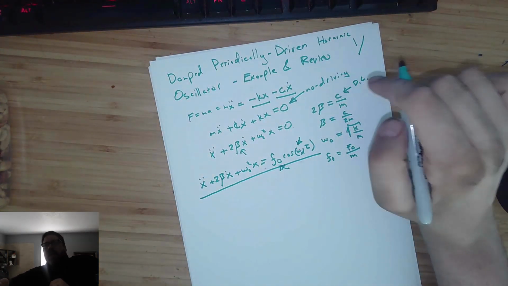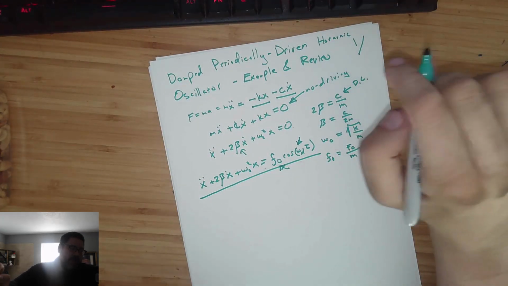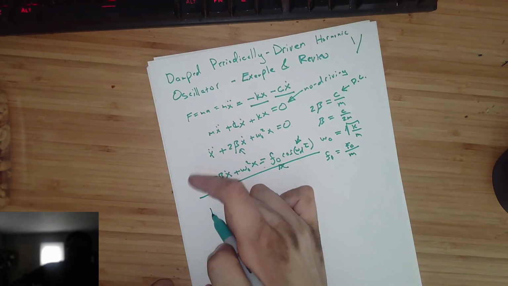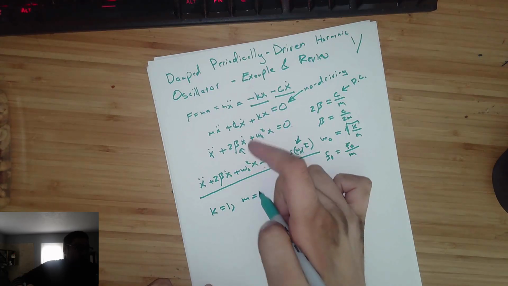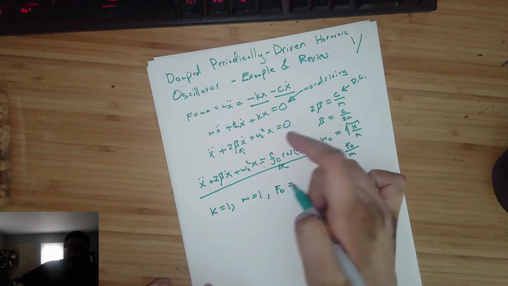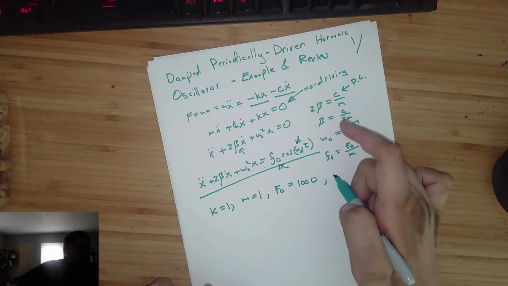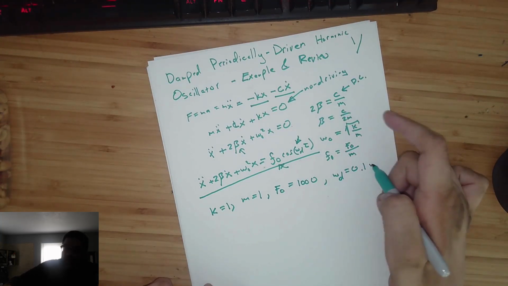A good example problem that we're going to be working on is, let's assume we have k equals 1, m equals 1, f naught equals 1000, and omega d equals 0.1 omega naught.